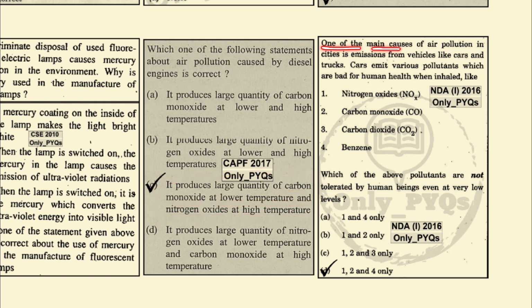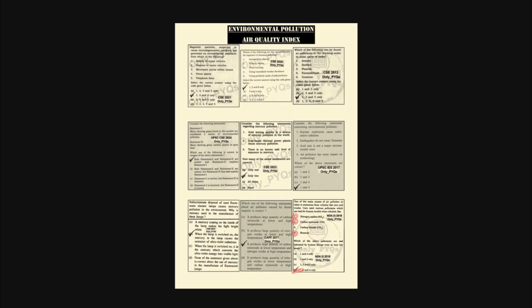One of the main causes of air pollution in the cities is emission from vehicles like cars and trucks. Cars emit various pollutants which are bad for human health when inhaled, like nitrogen oxide, yes, this has been emitted. Carbon monoxide, this is also emitted. Carbon dioxide, no, this is not emitted. Benzene, this is also emitted. So the answer here becomes 1, 2 and 4.